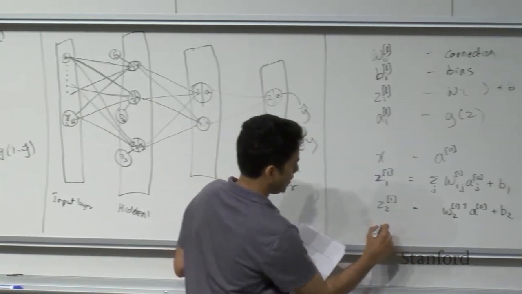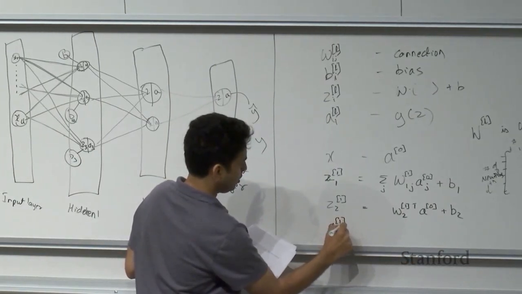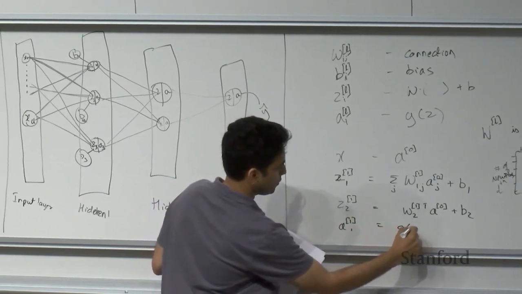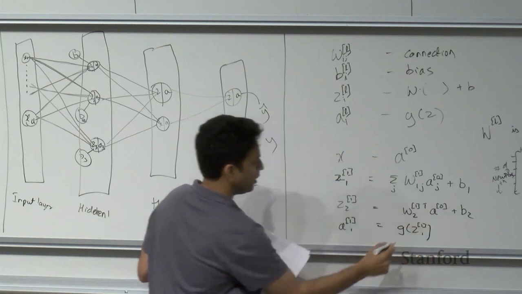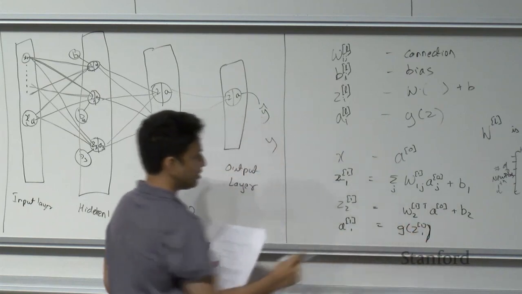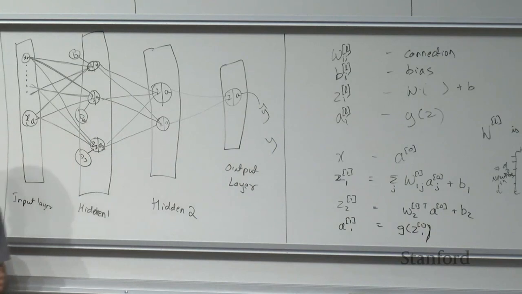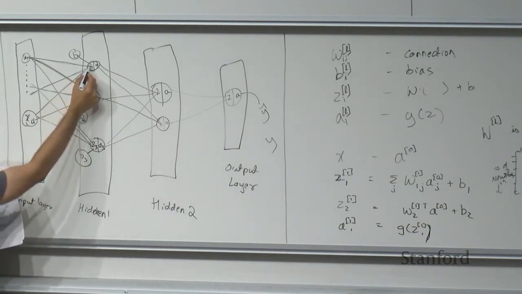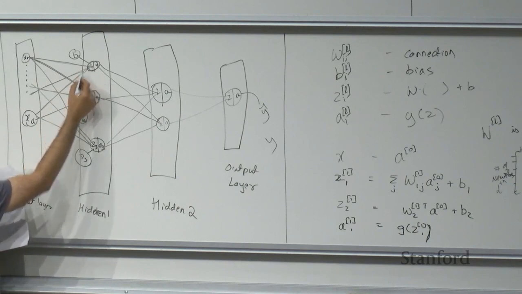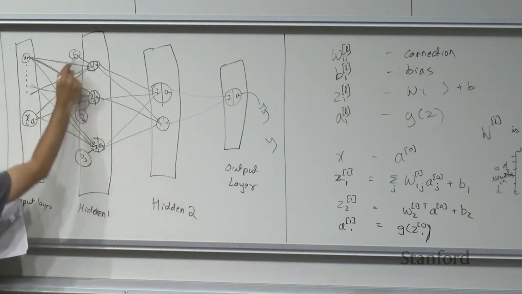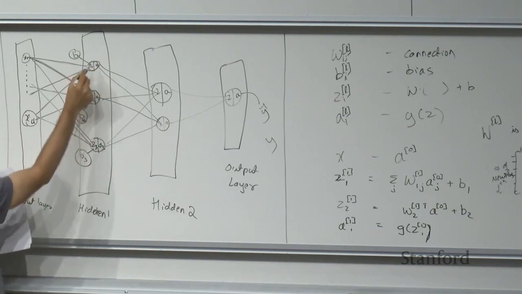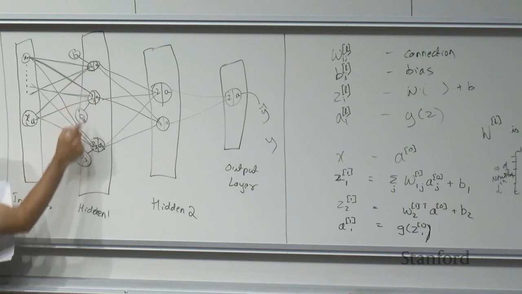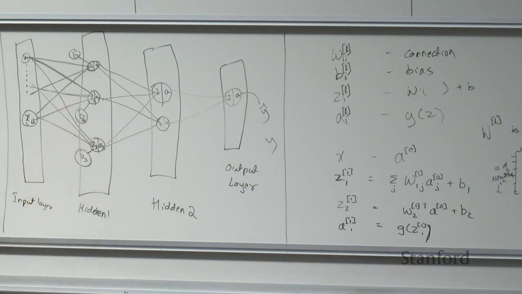And similarly, A of 1 1 equals G of Z 1. The activation functions are applied element-wise, right? For a given value of z that was calculated with the dot product and adding of the bias, the g function is applied element-wise separately to each of the z values to get the corresponding a values.